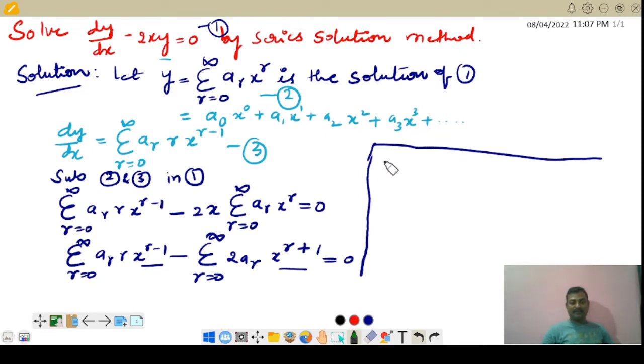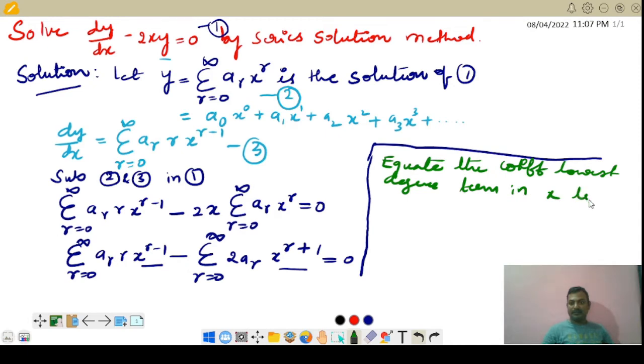So first, starting with, what we are doing is equate the coefficient of the lowest degree term in x to 0.